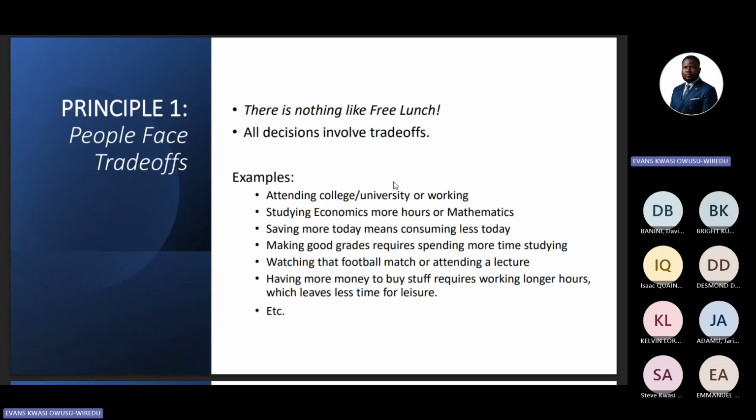When we say a trade-off, it's basically an exchange. You are losing something on one end, and on another end you are receiving something. You are losing something by giving it out, and you're also receiving something. That is how the world goes. For you to get something, you must let go of another. You can't get something for free. There is no free lunch. So you see at the top, there is nothing like a free lunch in economics.